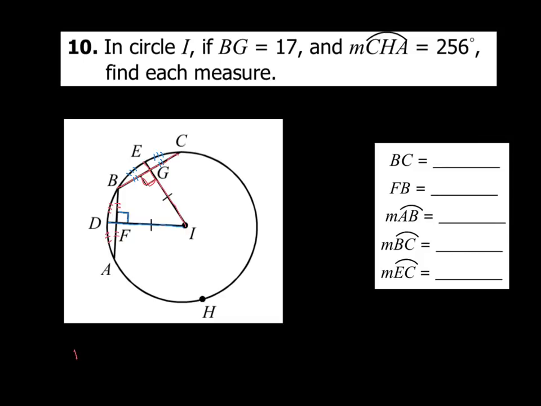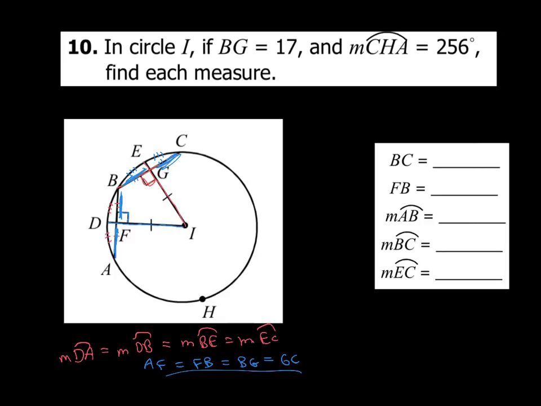My arcs, arc DA, that measure is equal to the measure of arc DB, which is also equal to the measure of arc BE, which is equal to the measure of arc EC. And that's because those chords are congruent, the arcs are congruent, and the radii are splitting them in half. So a lot of pieces are going to fall together really quickly here. Also worth noting that AF is the same as DB, is the same as BG, is the same as GC, right? All these pieces are also the same.